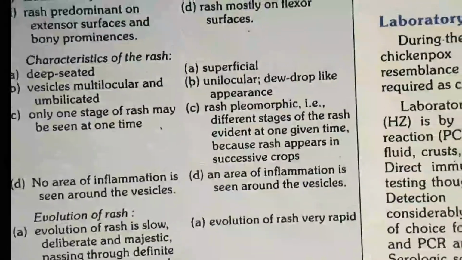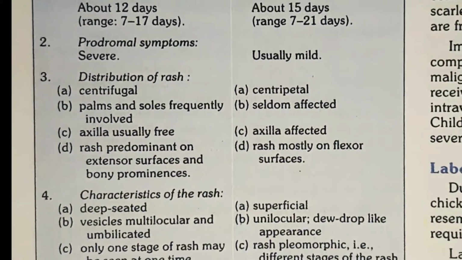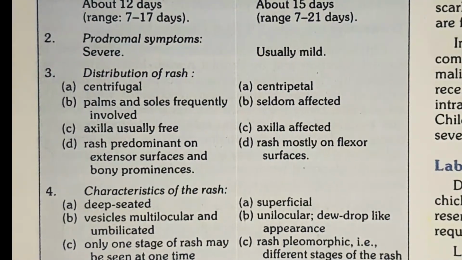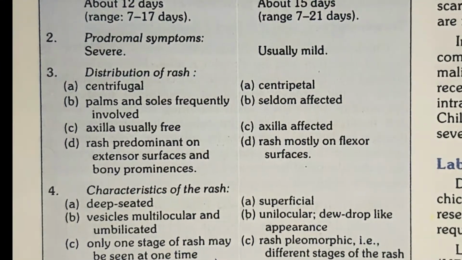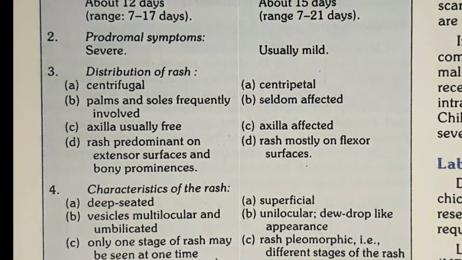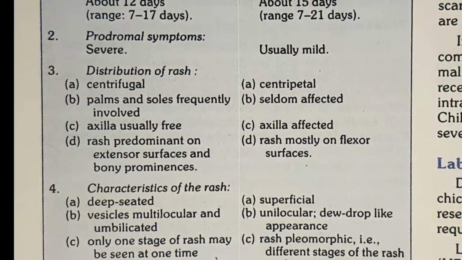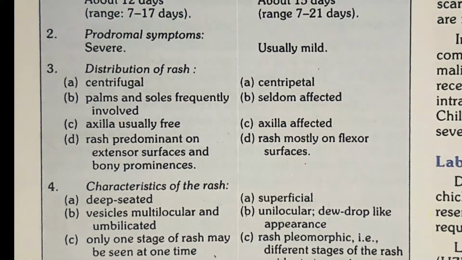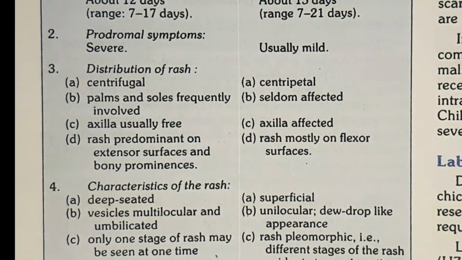We can see it once again. First, incubation period. Incubation period is 12 days in smallpox, and here it is 15 days. Prodromal symptoms are severe in smallpox, milder in chickenpox. Distribution of rashes is usually centrifugal, that is from the periphery, and palms and soles are affected. Axilla and mucosa are not affected. Rash is maximally present on the extensor surface in smallpox. In chickenpox it is centripetal, and palms and soles are seldom affected. Axilla is usually affected along with the mucosal surface. Rash is usually seen on the flexor surface.